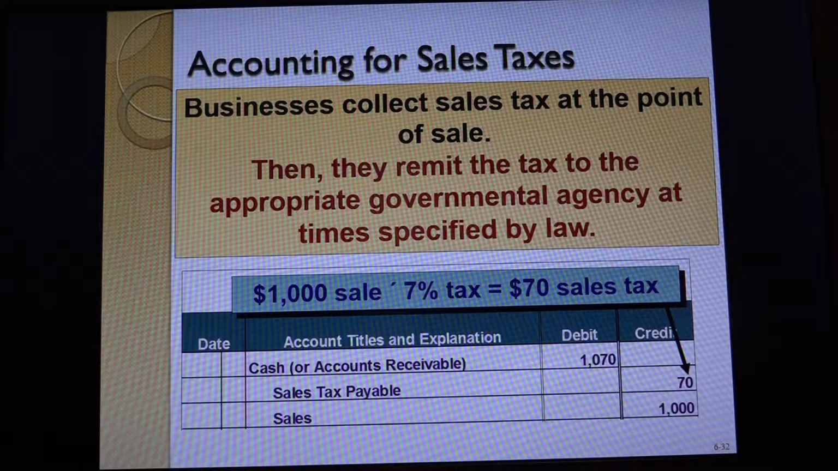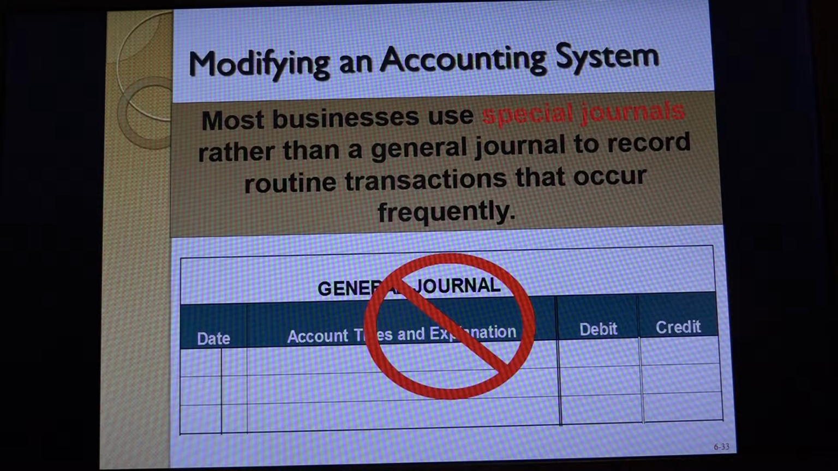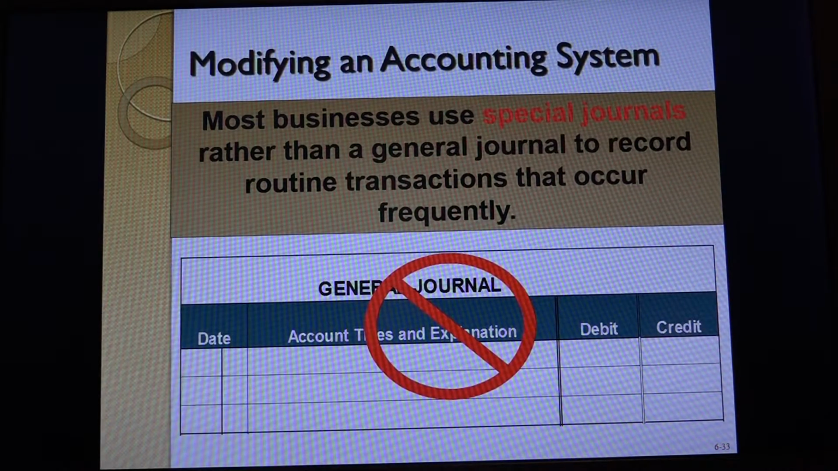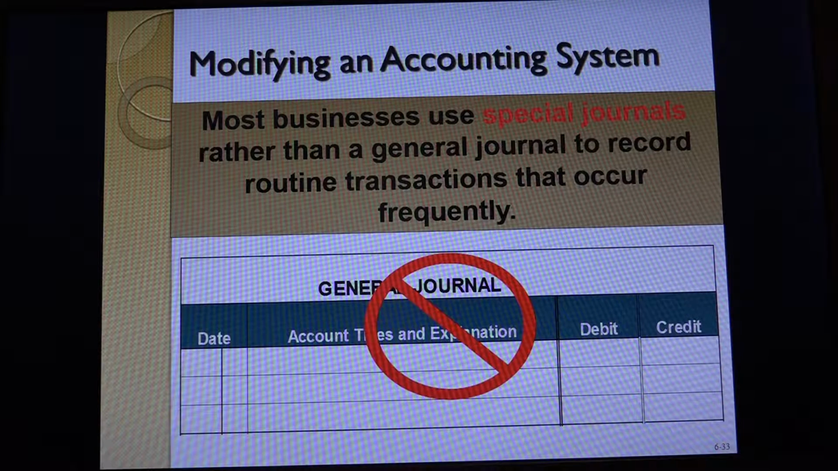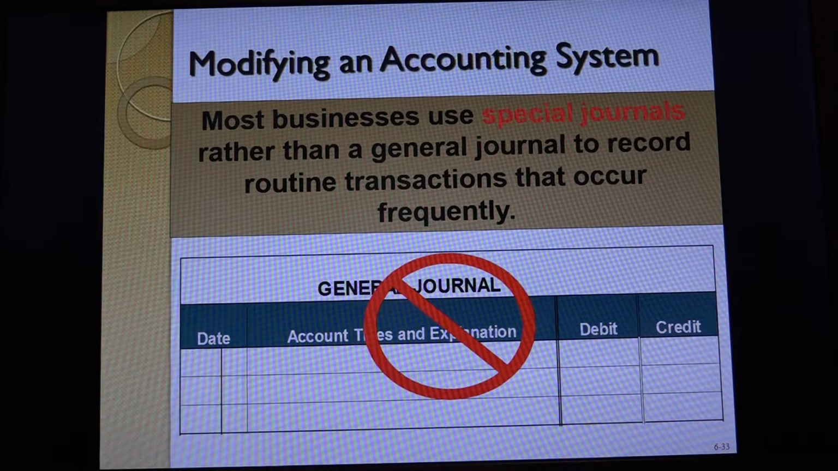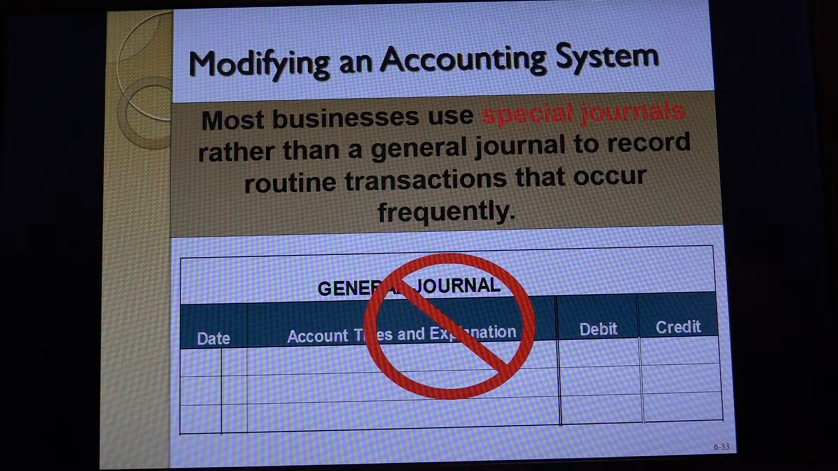I don't want to talk about sales taxes. Just realize that sometimes we use special journals rather than the general journal to record routine transactions that occur frequently. Things that happen on a recurring pattern, such as sales and purchases, are usually done in this thing called a sales journal or purchases journal, because your entries for those things are always the same, right?